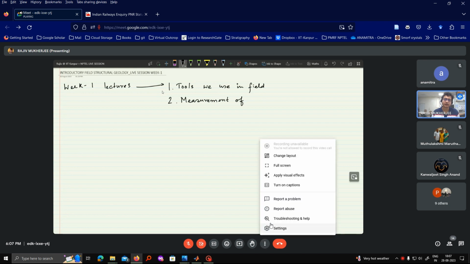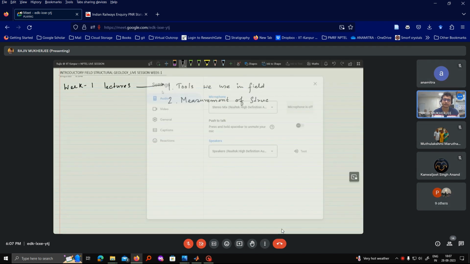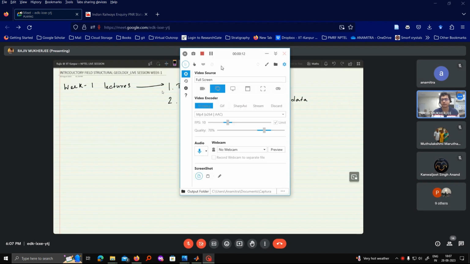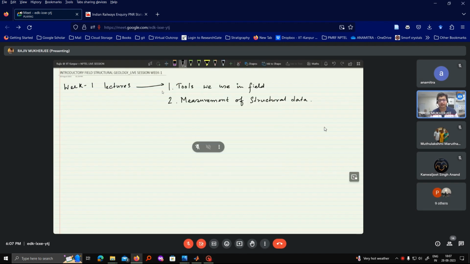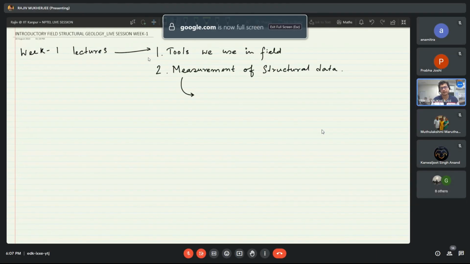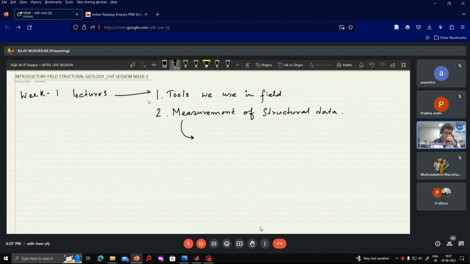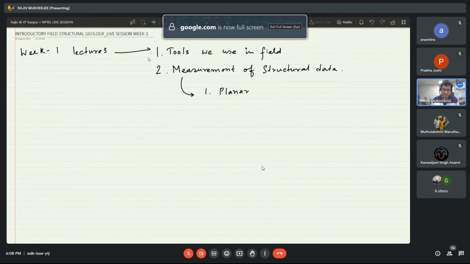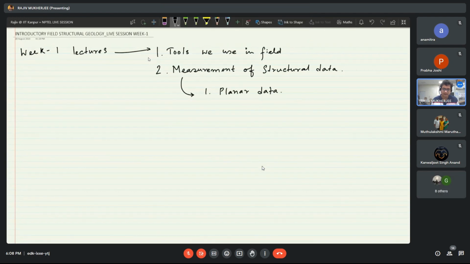Measurement of structural data. Right. In structural data, there are essentially planar data and linear data, right? And we have covered how to measure this data in field.